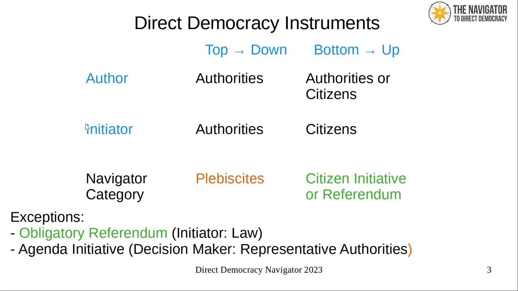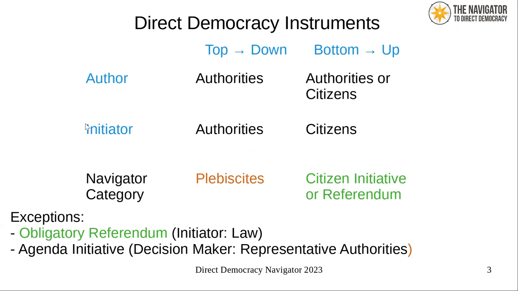In the case of referendums, people have the possibility to veto a law which is decided, for example, by parliament or by a president. There are two main exceptions. The first is that we also include the obligatory referendums. These are usually initiated by law, and most often they are also written down in the constitution.